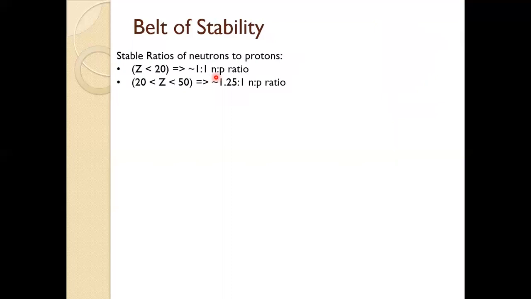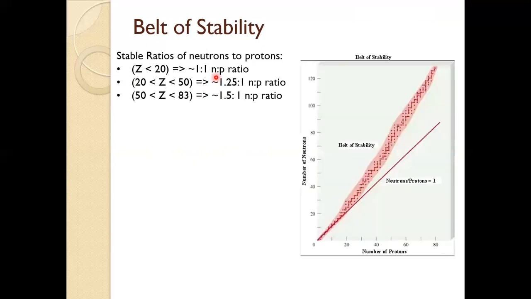I think our textbook sometimes refers to it as the band of stability, or zone of stability, or valley of stability. But we'll call it the belt of stability, which is, if we plot all the known isotopes, and that's what's here in red, y-axis is number of neutrons, x-axis is number of protons. And what we find is that there's a pattern here, that there's a cluster of where those stable isotopes are and where they're not.